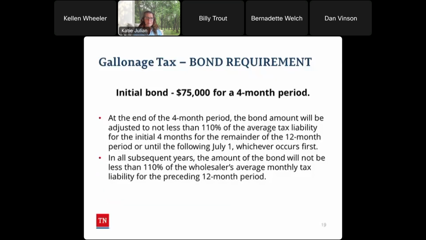So you see here the bond, there is a bond requirement for the gallonage tax, pretty cut and dry at 75,000 as the initial bond amount. Then at the end of that 4-month period, the amount will be adjusted to not less than 110% of the average gallonage tax liability for the initial 4 months. And that'll be for the remainder of the 12-month period or until July 1, whichever occurs first. And then in subsequent years, the amount of the bond will not be less than 110% of the wholesaler's average monthly tax liability.